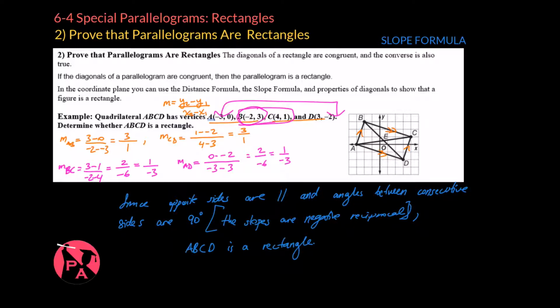Again, let's go over what we did here real quick. We showed that the slopes of the opposite sides, like these two, are the same, plus the slopes of these two sides are the same. And the angle between the consecutive sides is 90 degrees because the consecutive sides have negative reciprocal slopes, like 3/1 and 1/-3. This leads us to the conclusion that the figure is a rectangle.